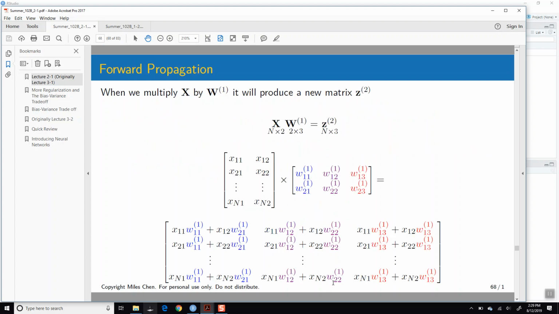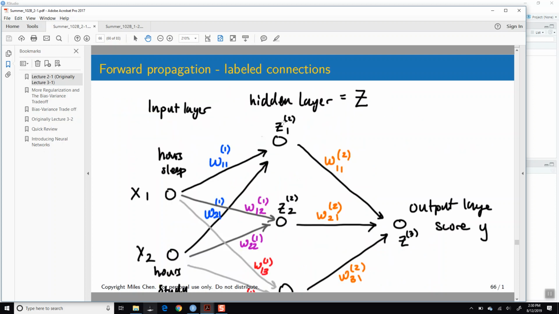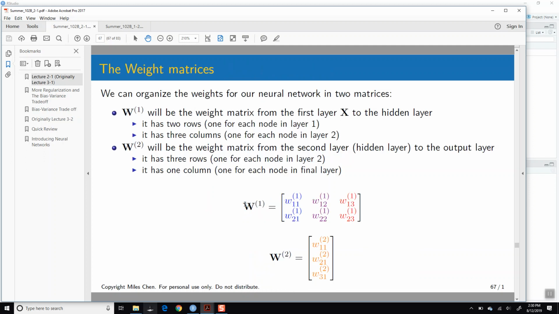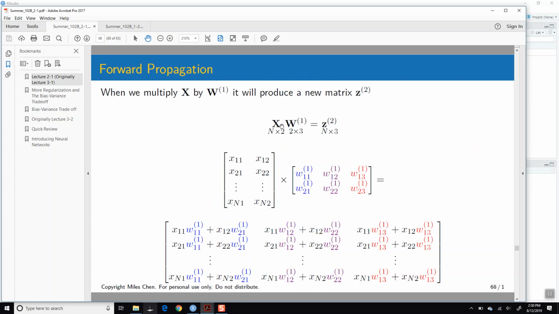Okay, so what I'm going to do is take our inputs x and multiply them by our w's. So x is n by 2, right? It has n observations in 2 columns, and W super 1 is 2 by 3. It's got 2 rows and 3 columns. So x is n by 2, W super 1 is 2 by 3, so this will output an n by 3 matrix. Okay?